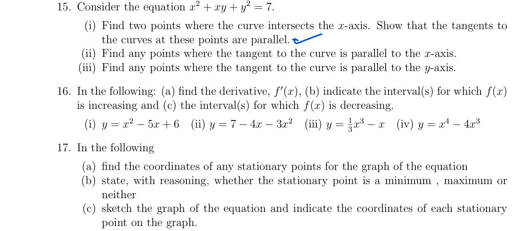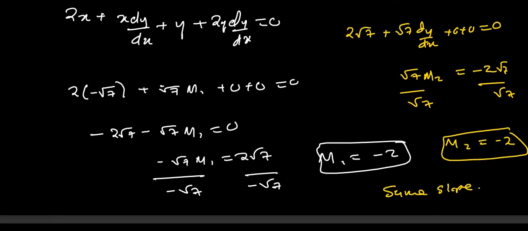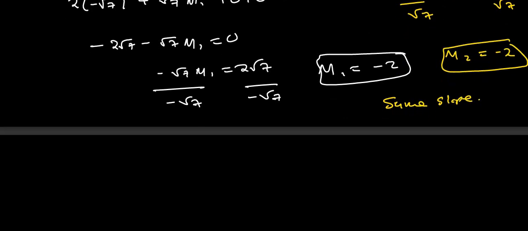Then here they're saying find any points where the tangent to the curve is parallel to the x-axis. And then they're saying find any point where the tangent to the curve is parallel to the y-axis. Okay, so they're saying find any points where the tangent, so we can get the tangent. So we have 2 tangents, right? We'll just pick one of them because they have the same behavior. So take the tangent that has this negative 2.